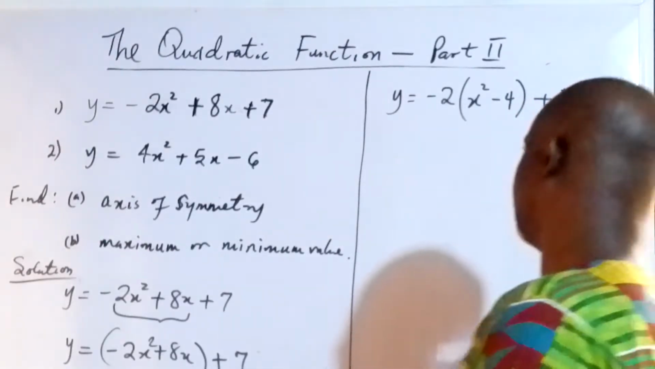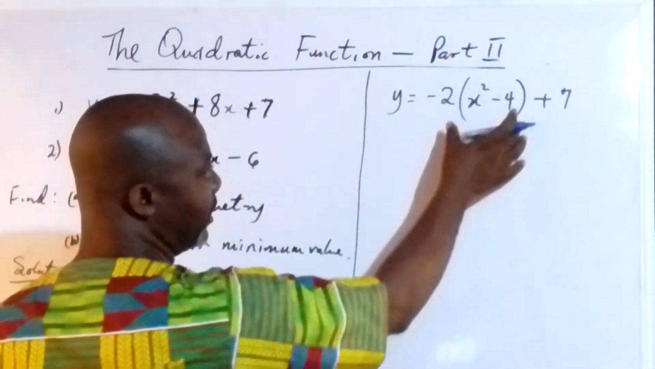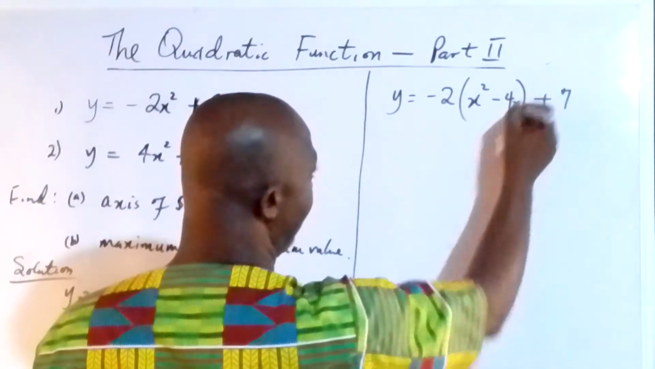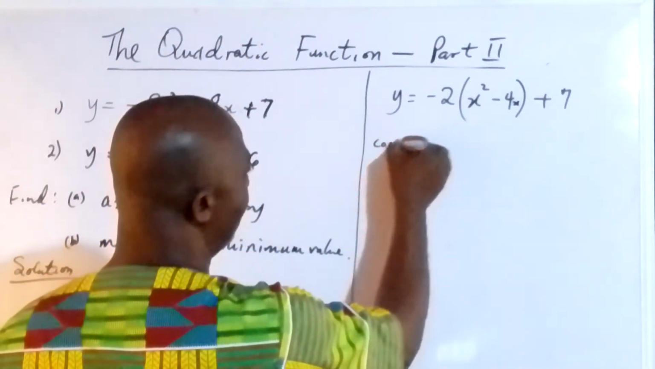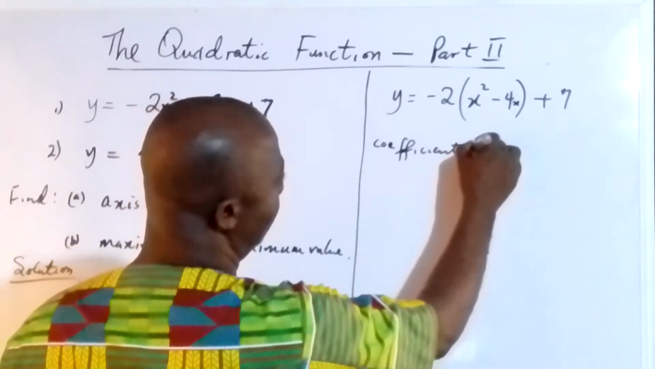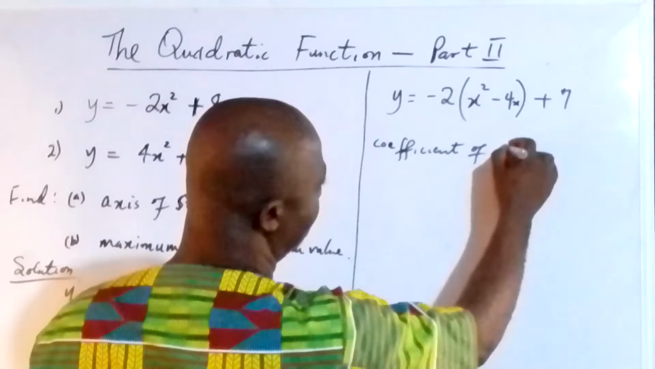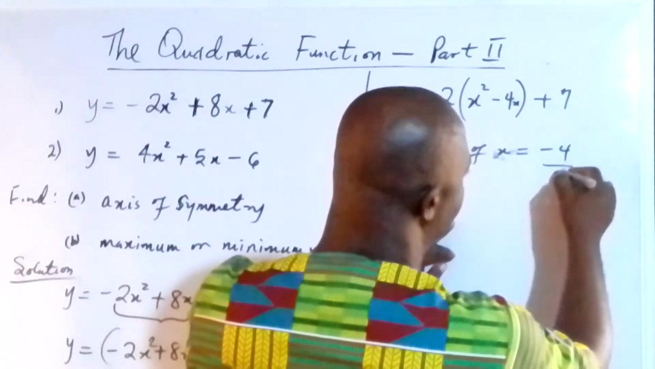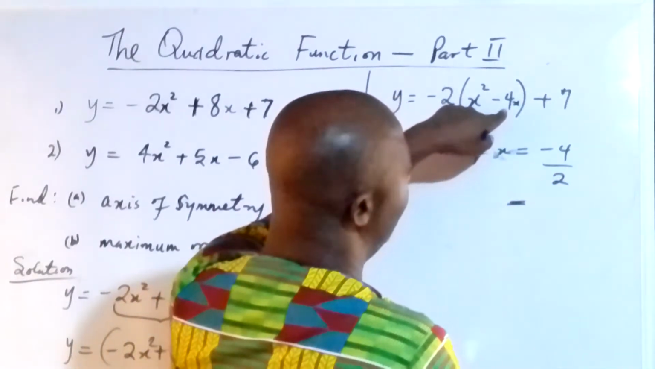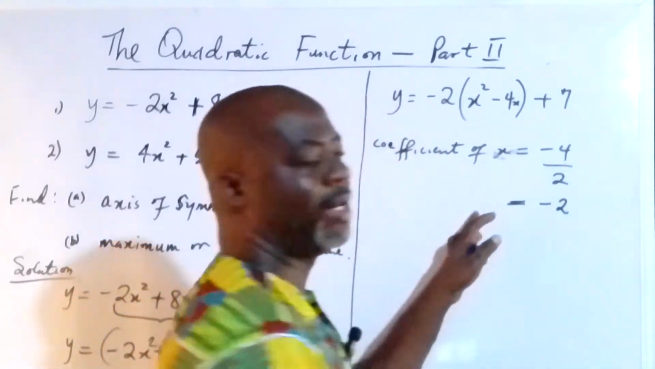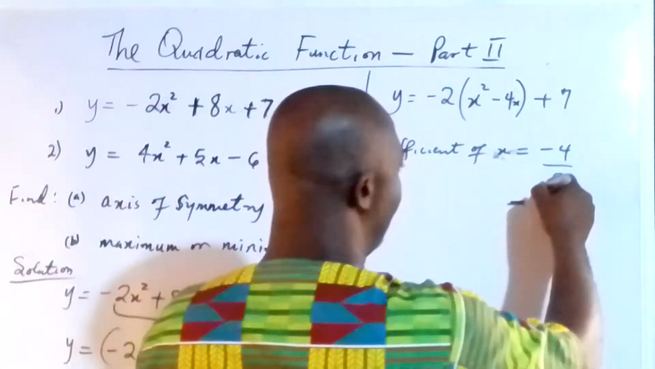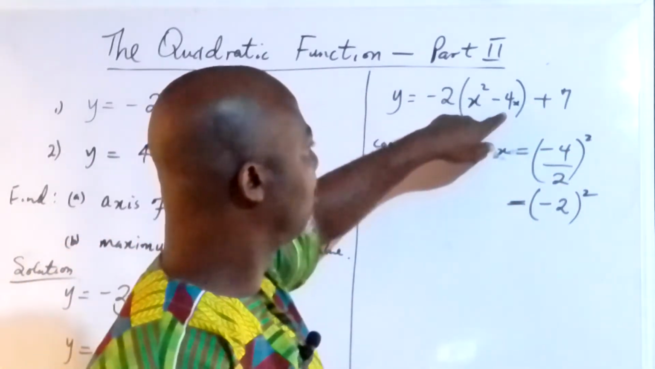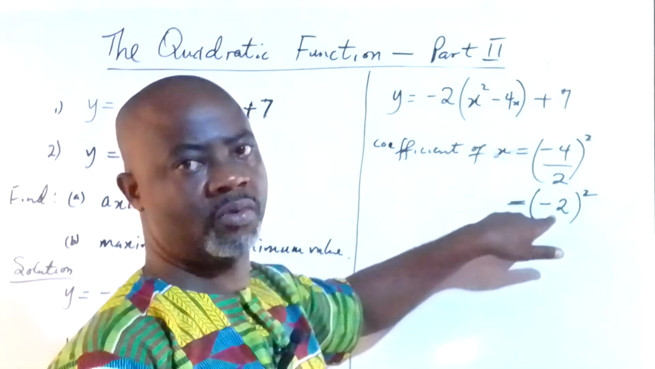So next is to look at the term in brackets. This is minus 4x, okay? We look at the coefficient of x. Coefficient of x is minus 4. Now let's divide that minus 4 by 2. Once you divide it by 2, that's half of the coefficient of x. The answer is minus 2. The next thing is to take the square of it. I just simply take the square of it.